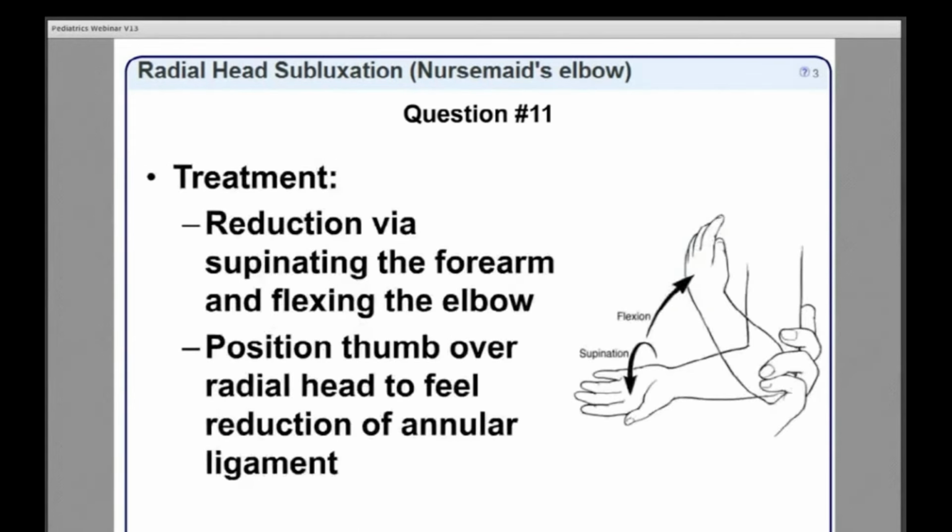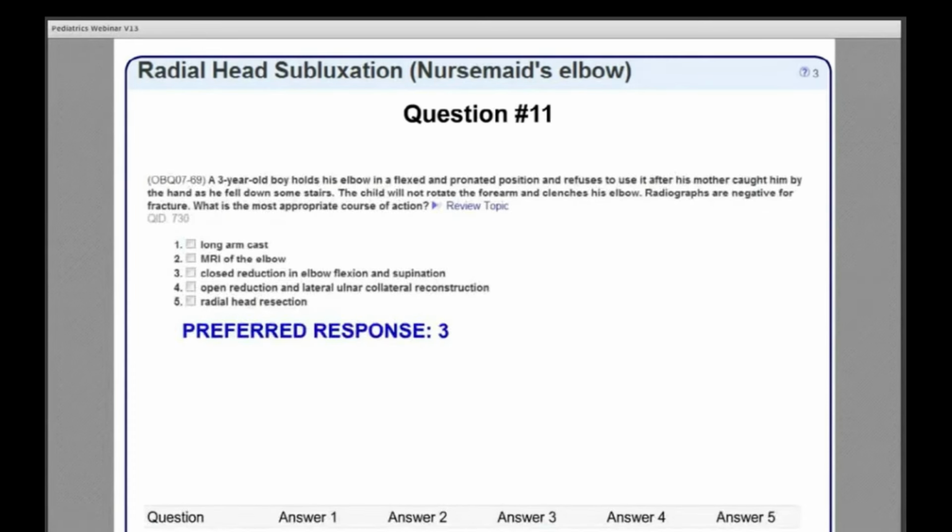Treatment consists of reduction by supinating the forearm and flexing the elbow. You want to position your thumb over the radial head in order to feel the reduction of the annular ligament. Therefore, the answer to this question is number 3, closed reduction in elbow flexion and supination. And again, most respondents made the appropriate answer.